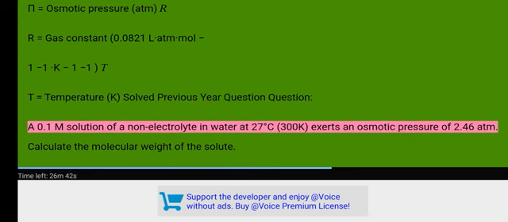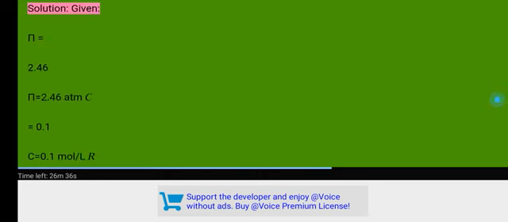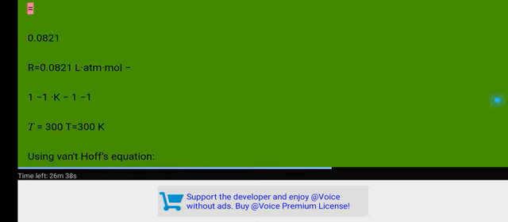A 0.1 M solution of a non-electrolyte in water at 27 degrees Celsius, 300 K, exerts an osmotic pressure of 2.46 atmospheres. Calculate the molecular weight of the solute. Solution, given: Pi equals 2.46 atmospheres, C equals 0.1 moles per liter, R equals 0.0821 L atm mol⁻¹ K⁻¹, T equals 300 K.